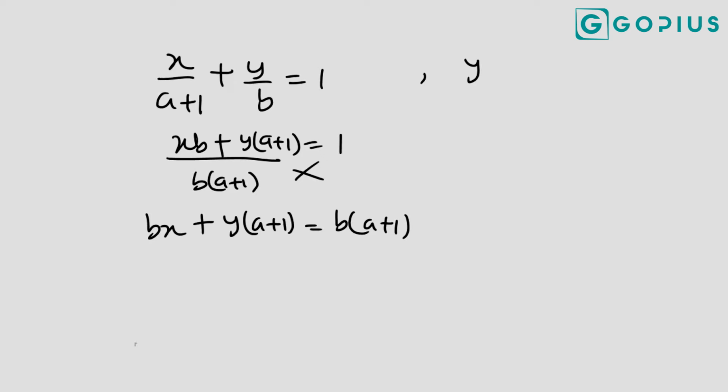There is no need expanding the bracket again because you still need to factorize y out. Okay, so we just make that the subject. y(a + 1) = b(a + 1) - bx. We take bx from the left-hand side to the other side.